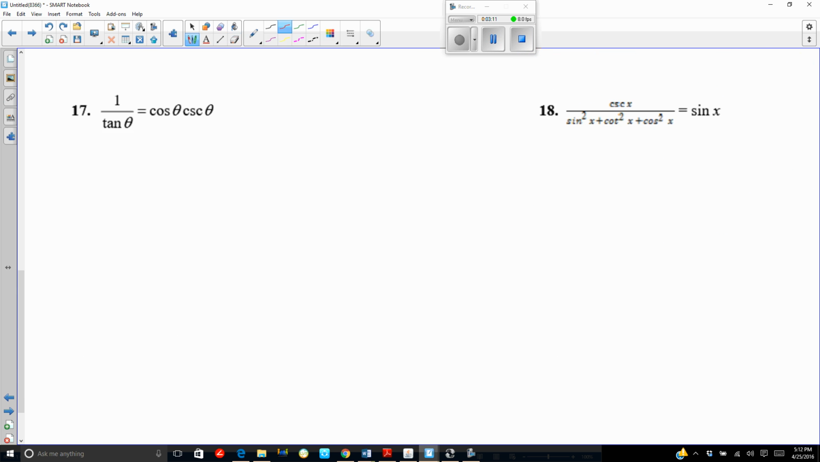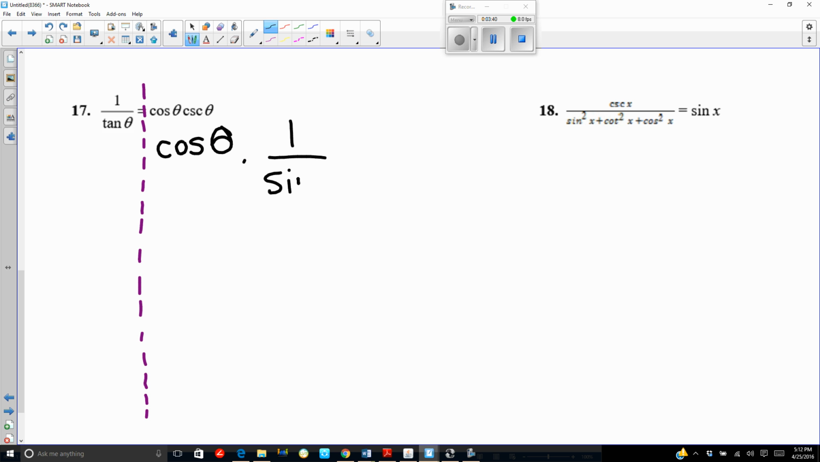So number 17. Again, a number of different ways. So if you work it out a different way, doesn't mean it's not correct. But to me, the right side jumps out at me that I can rewrite the right side. Cosine, there's nothing I can do with cosine. The only thing I can do with cosecant, it's not cosecant squared, so the only thing I can do with it is rewrite it as 1 over sine.